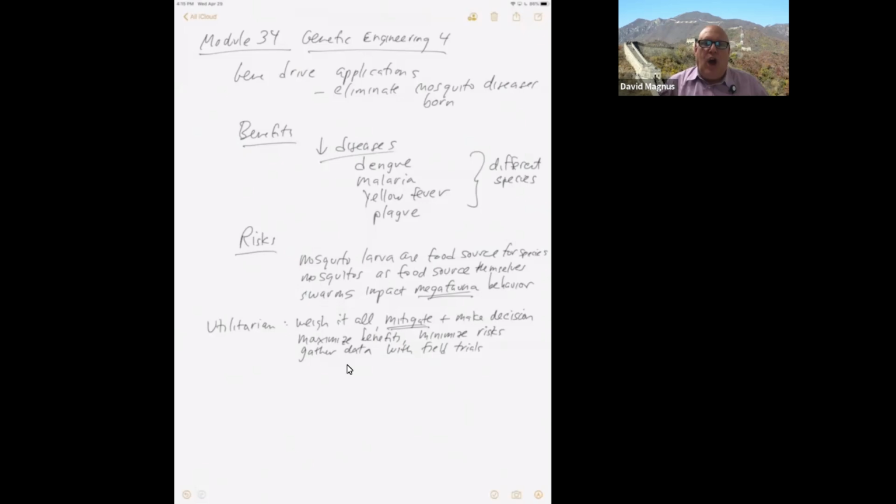Now, what about non-utilitarian considerations? We already talked earlier about the idea of playing God. Obviously, wiping out an entire species is seen by many critics as a prime example of playing God. Is this an example of hubris, and could there be unintended consequences?